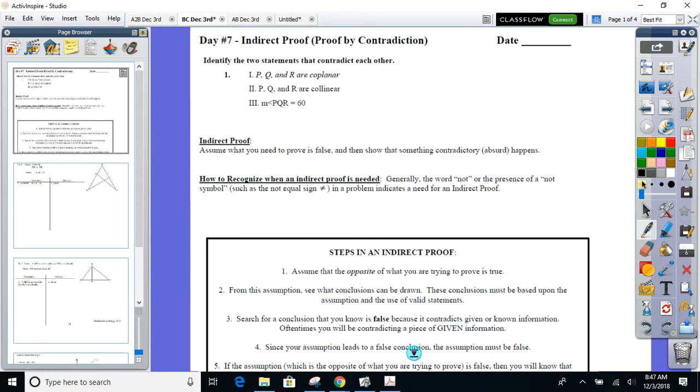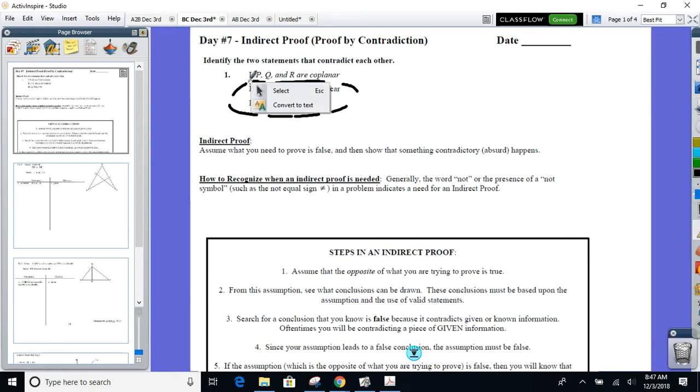We ready? Do we have any groups that want to report back on which two are not happening at the same time? Maggie, what do you got? P, Q, R exist on the same line, but PQR is a 60-degree angle. There you go. These two cannot happen at the same time. Here's why.